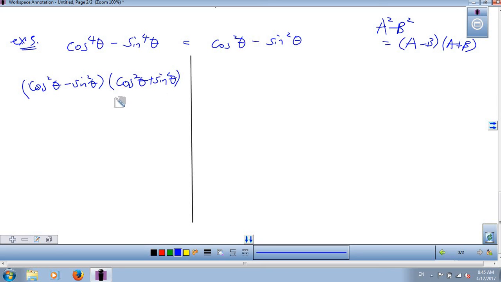Yes, a minus b times a plus b. In this case, I'm looking at this as the square of the second power. So of course, cosine squared theta plus sine squared theta is equal to 1. So the whole expression simplified down to this. So this is a very simple problem actually. We only take 2 steps to get to the answer, and we prove that the left hand side is equal to the right hand side.